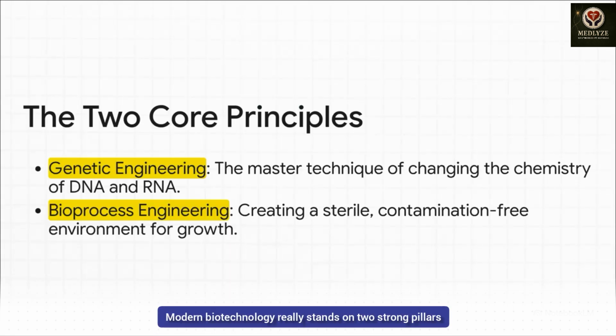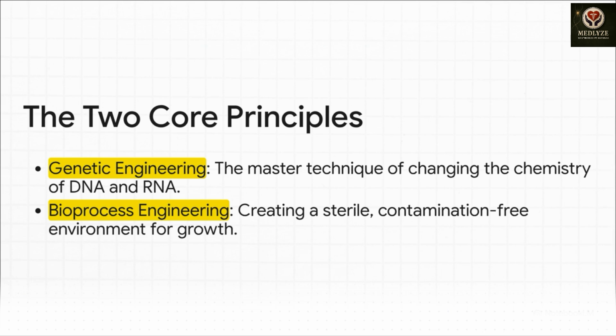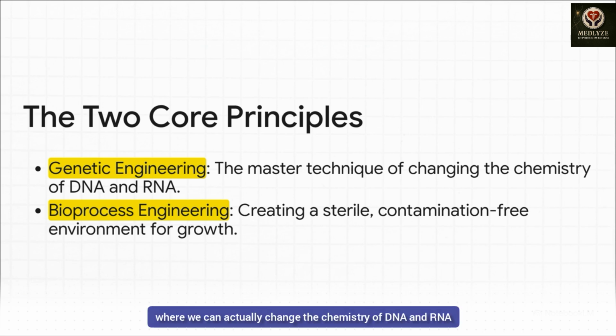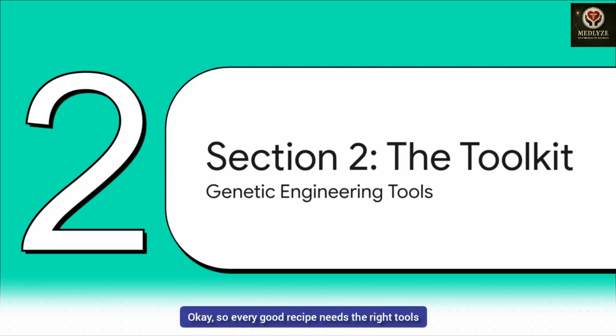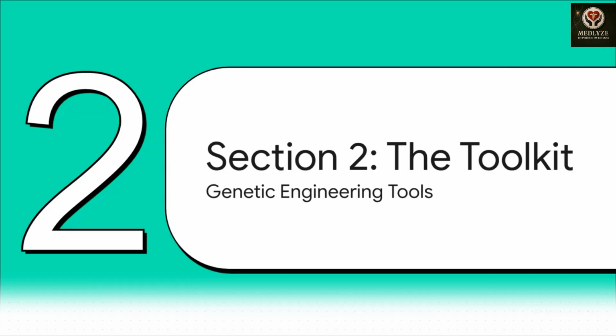Modern biotechnology really stands on two strong pillars. The first one is genetic engineering. This is the master technique, where we can actually change the chemistry of DNA and RNA. It's like rewriting the recipe book itself. And the second pillar is bioprocess engineering. This is all about creating the perfect clean kitchen, a sterile, contamination-free environment for our tiny engineered organism to grow and make the product for us. Both are absolutely crucial.